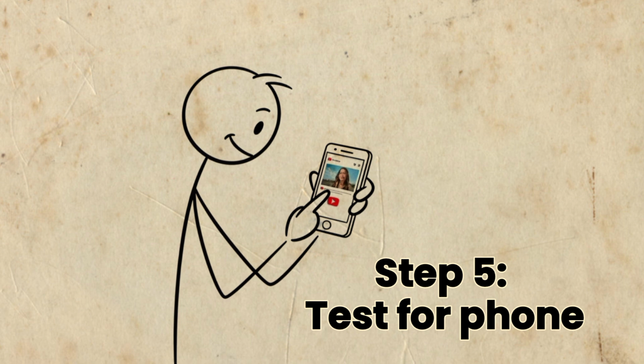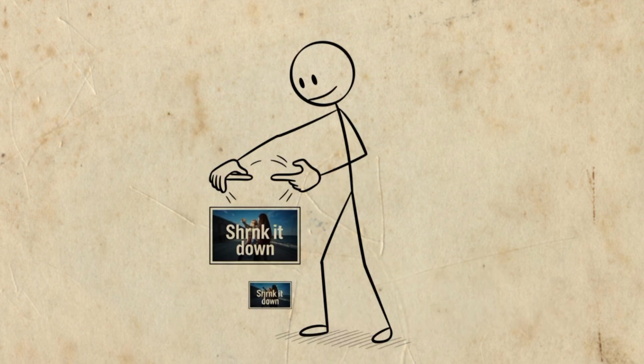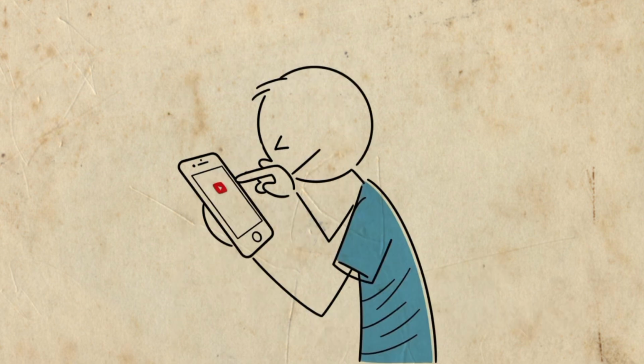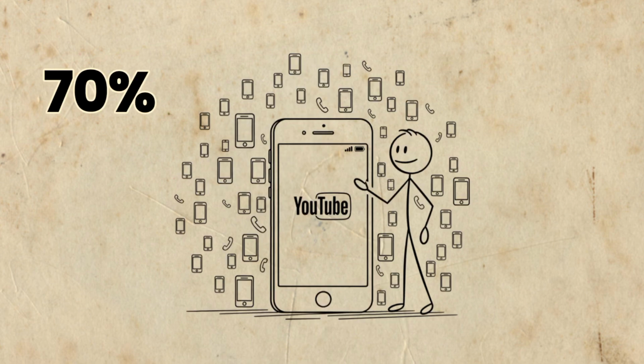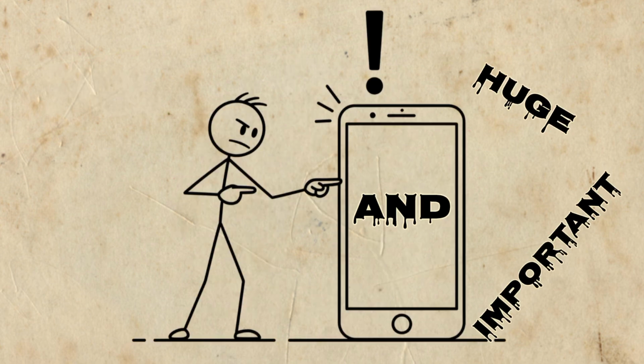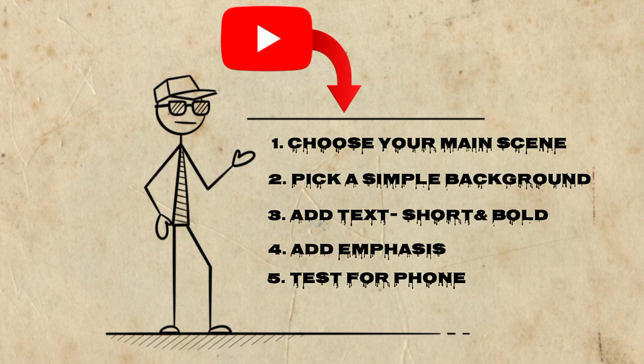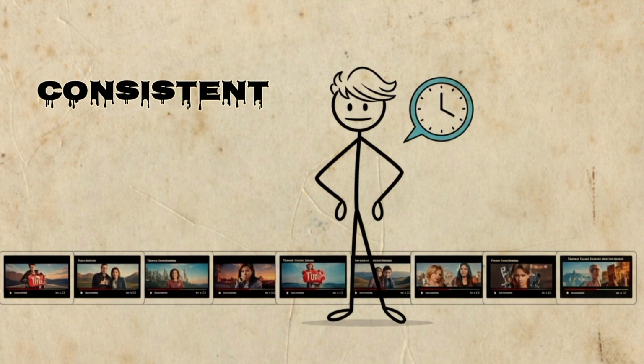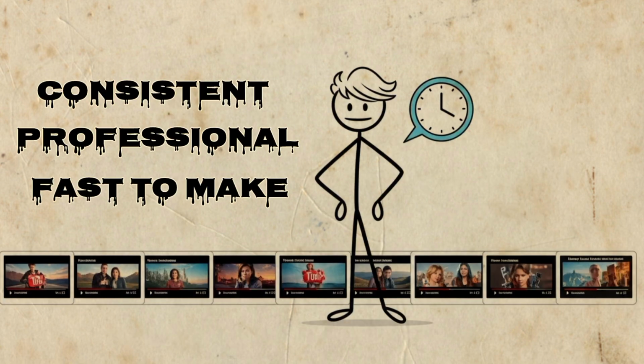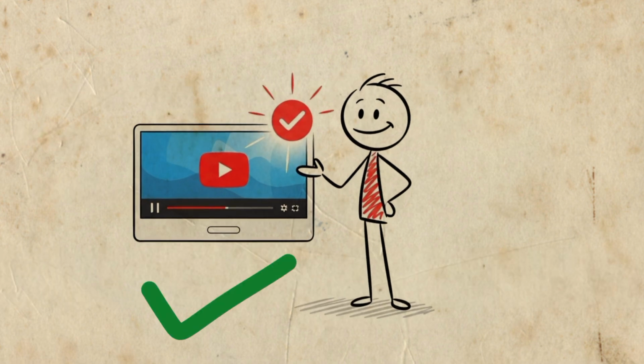Step 5. Test for phones. Shrink it down. If you can't read it on your phone, fix it. Over 70% of viewers watch on phone, so this step is huge and important. Follow this same process every time. It keeps your thumbnails consistent, professional, and fast to make. After a few tries, you'll be making thumbnails that work.